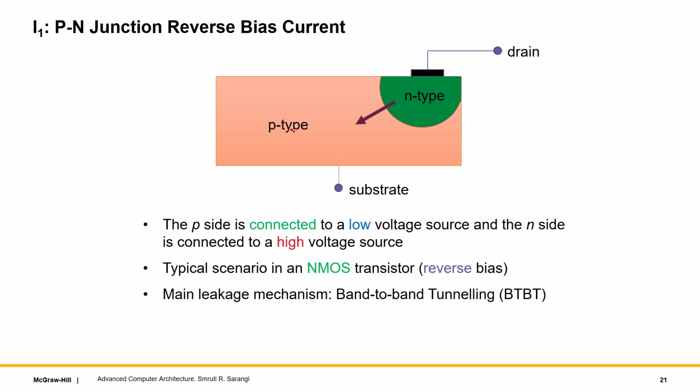So the P side, which is the substrate in this case, is connected to a low voltage source, which could be ground. And the N side, which is the drain, needless to say, is connected to the supply, which is the high voltage source. So this is typically the case in an NMOS transistor, and this would be in a reverse biased situation because the N side is at a higher voltage and this is at a lower voltage. So what happens is that we have something called a band-to-band tunneling mechanism via which current passes like this.